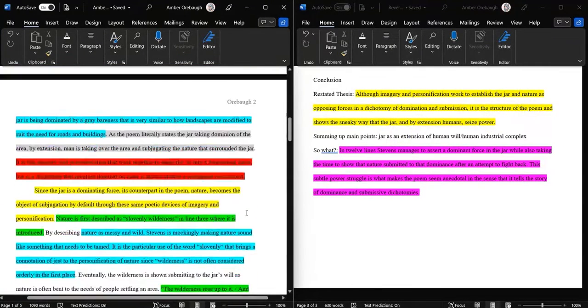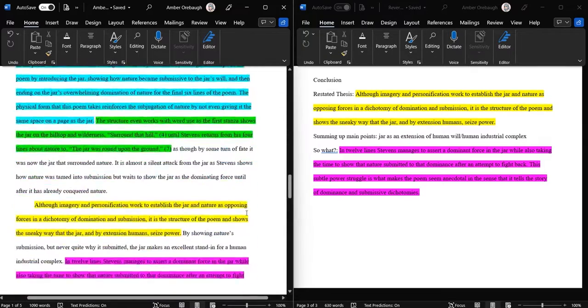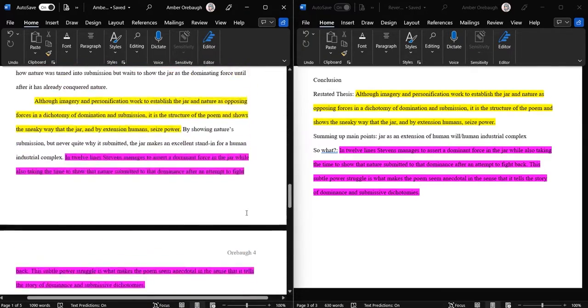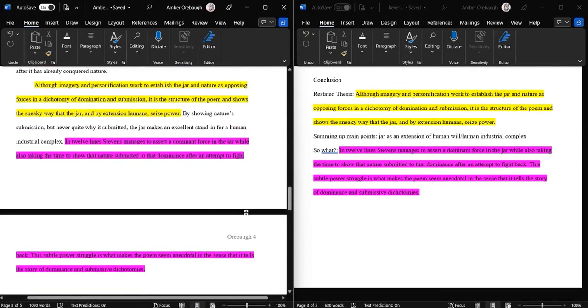So we can see that restating a thesis is pretty much just what it sounds like. You're restating the thesis. You're not repeating the thesis, right? So things are different. I didn't say exactly the same thing, but it's similar. I have a couple of main points that I've summed up too, because again, this was a very short essay, so restating my thesis did a lot of my summing up, but I had a little point that I wanted to make before I went straight into what I considered the so what of my poem, right?